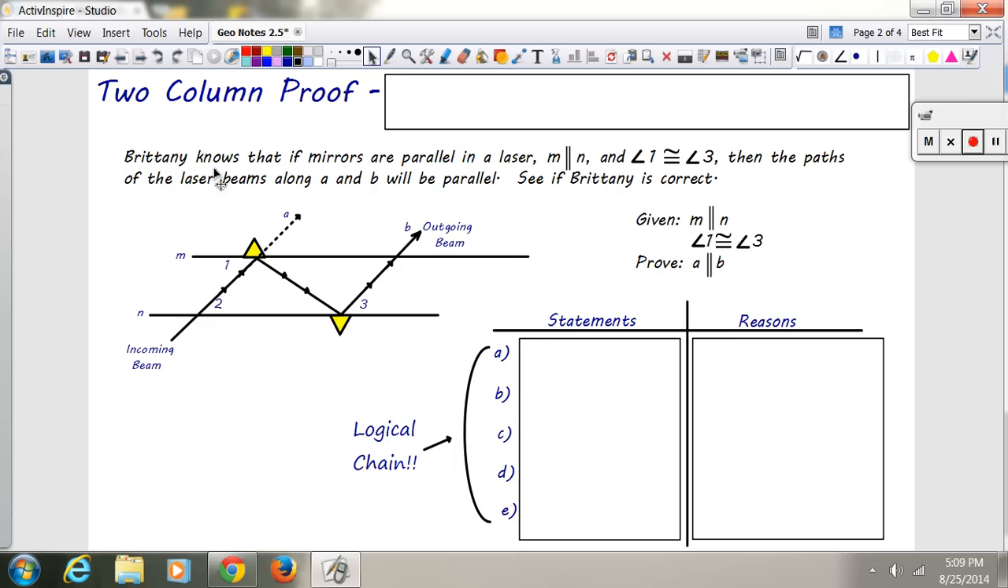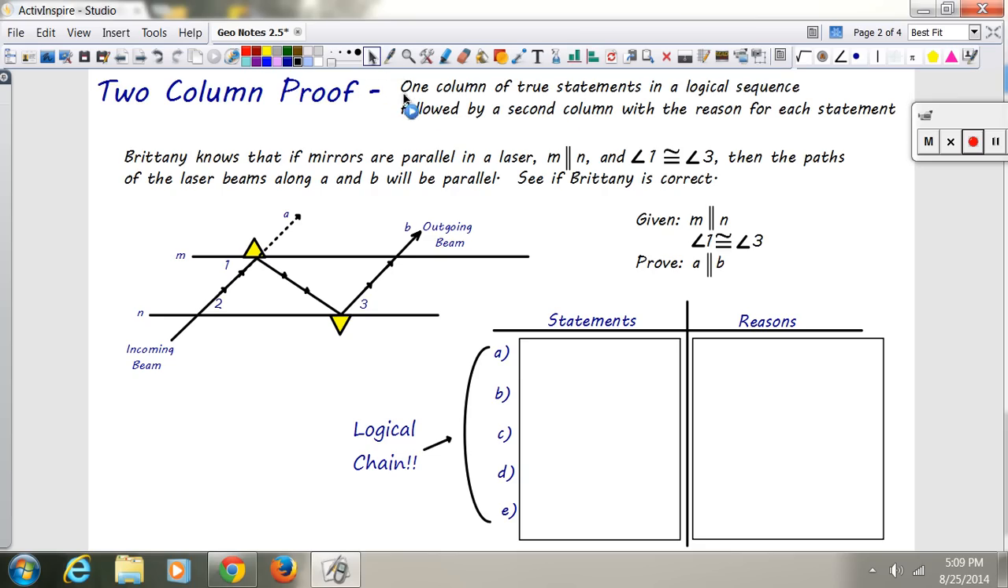Moving on. We have a two-column proof, one that has two columns. As you can see, there's always a column for statements and there's always a column for reasons. A two-column proof is where one column of true statements, they have to be true, in a logical sequence, just like we showed you before in the payroll example, followed by a second column with the reason for each step.